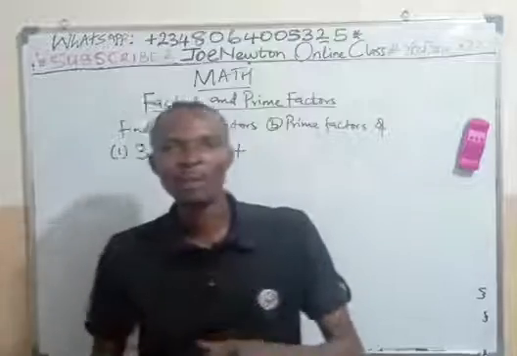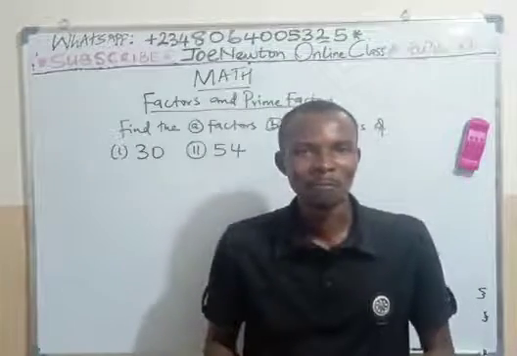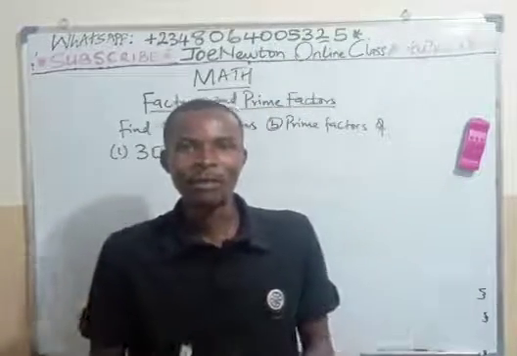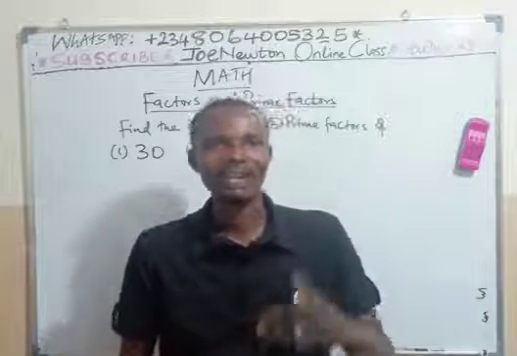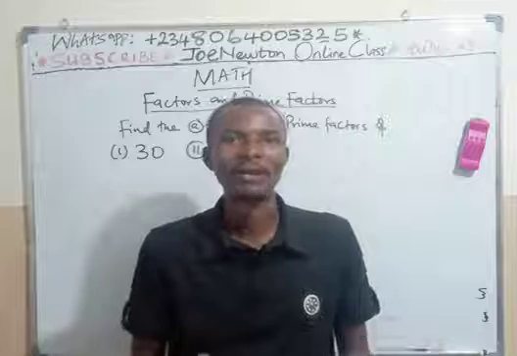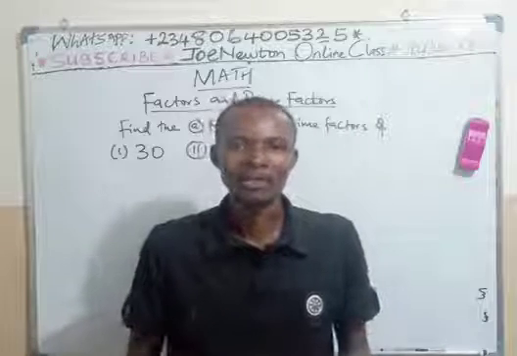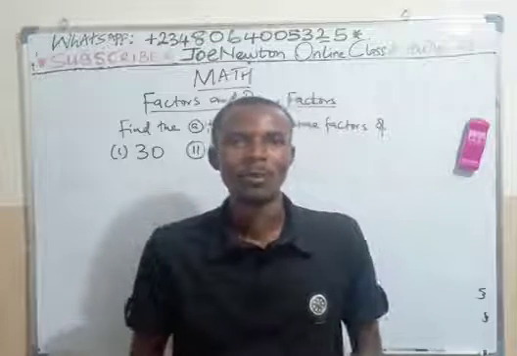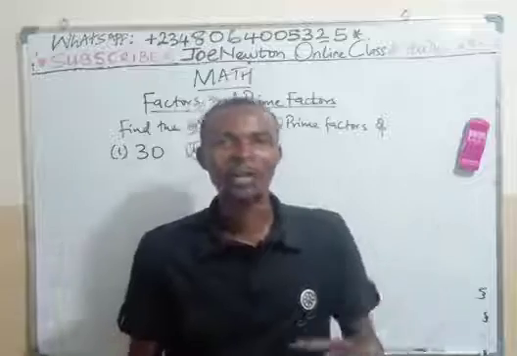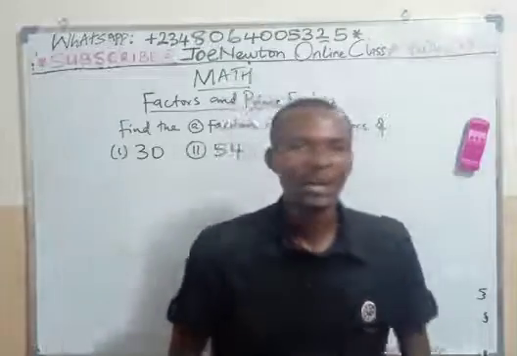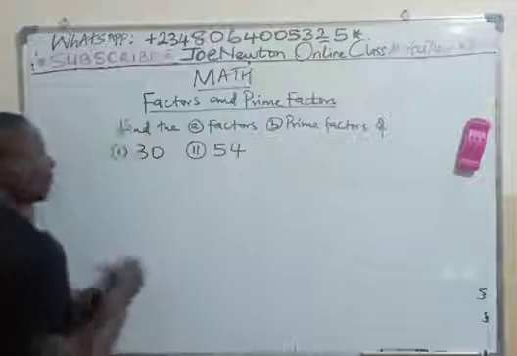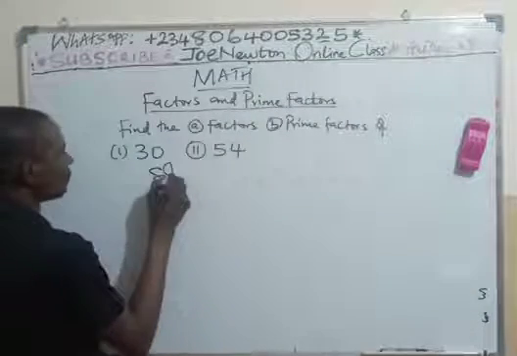Now, first of all, what do we mean by factors of a number? Factors of a number are simply those numbers that can divide into that particular number without remainder. These are the factors, which means that the number in question is a multiple of them. Then let's look at these numbers. Solution.